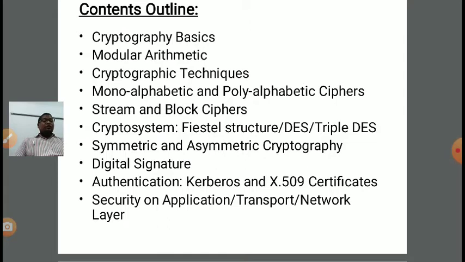Based on this, various theorems are there, like Euler's theorem and Fermat's theorem. Prime number theory is also behind modular arithmetic. So all these concepts we will be learning under the modular arithmetic lectures.